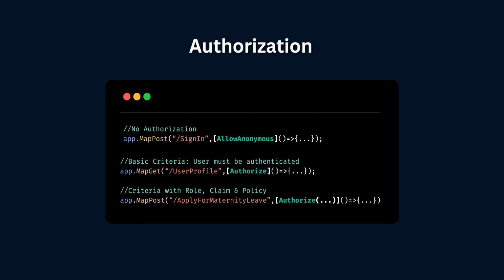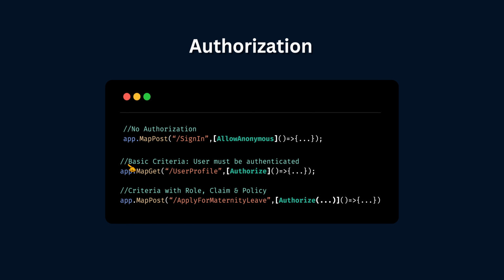Now we can divide Web API methods into three categories based on how we apply authorization to them. So first of all, we have Web API methods that do not need any type of authorization. For example, consider endpoints like user registration or sign-in. All of these should be open to anyone without any authorization criteria.